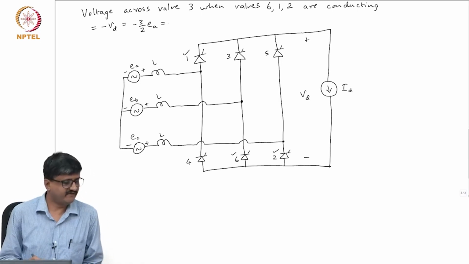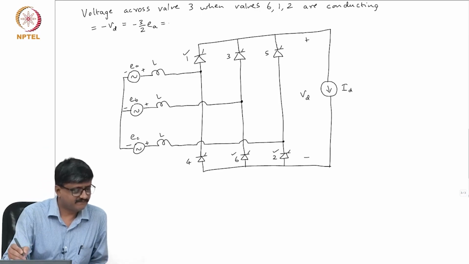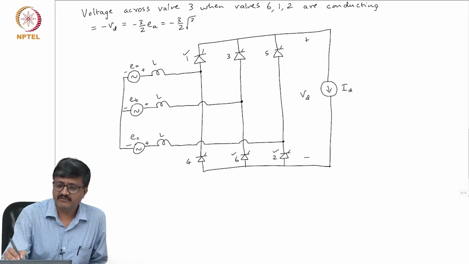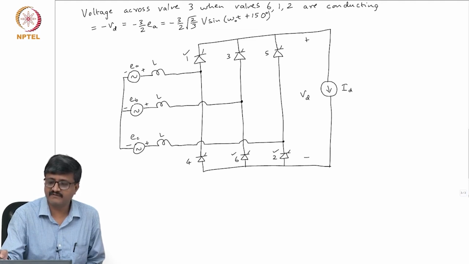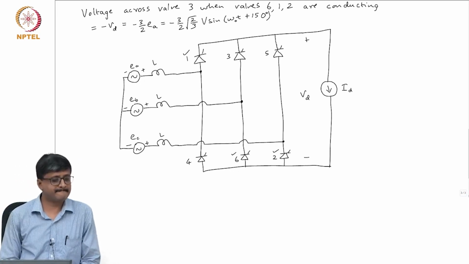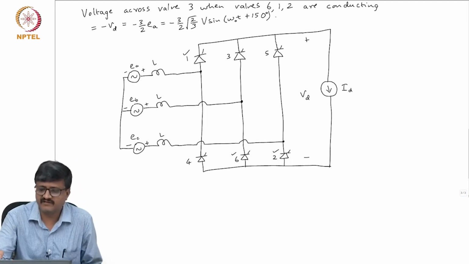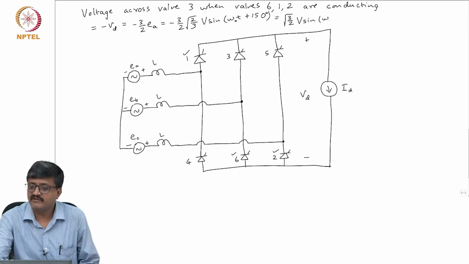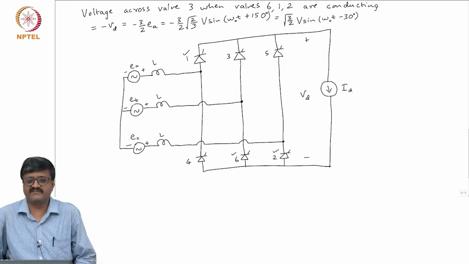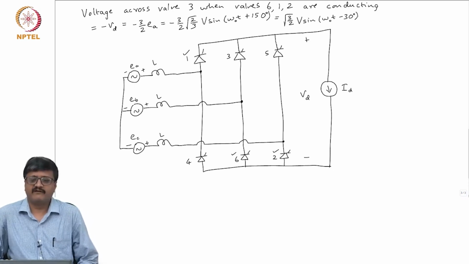Now, substitute the expression for EA. EA is root 2 by 3 V sin omega OT plus 150. So, it is minus 3 by 2 root 2 by 3 V sin omega OT plus 150 degrees. Of course, better to write this as root 3 by 2 V sin omega OT minus 30. I have written minus sin omega OT plus 150 as sin omega OT minus 30. So, this is the voltage across valve 3 when valves 6, 1, 2 are conducting.